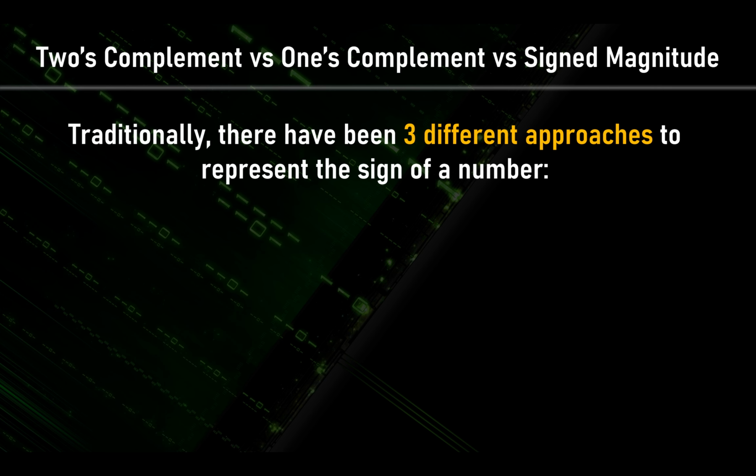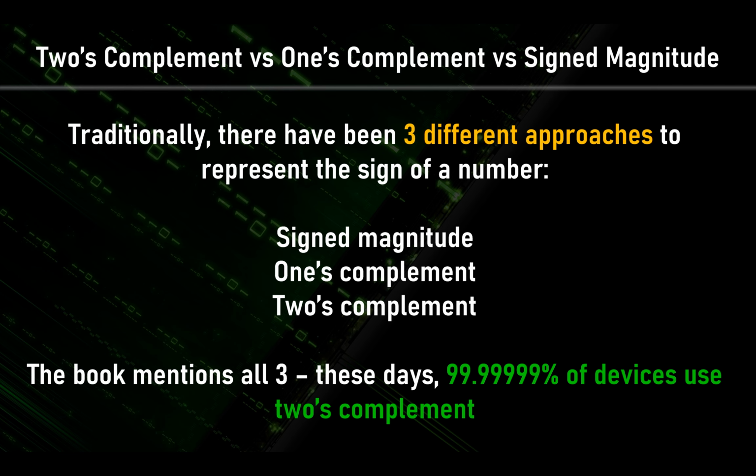Traditionally there have been three different approaches to represent the sign of a number: sign magnitude, 1's complement and 2's complement. The book mentions all three, although these days 99.99999 percent of all devices are going to use 2's complement. Likewise, even 99% of exam questions are mostly going to focus on 2's complement. Out of all the past papers I've looked at, maybe some of the older papers might have had more sign magnitude and 1's complement, but recently I don't think they've asked these for a long time, to be honest.